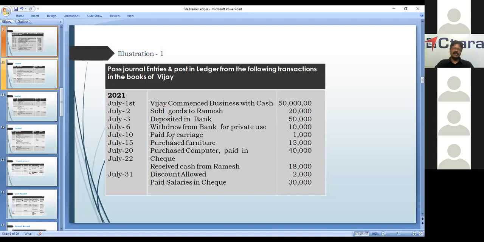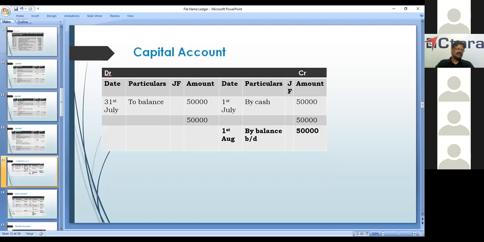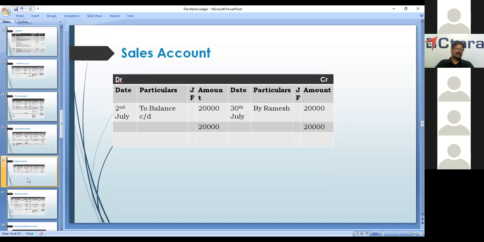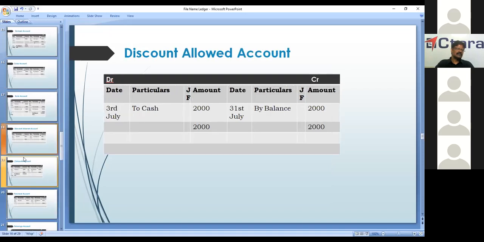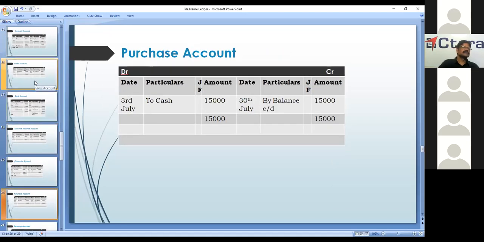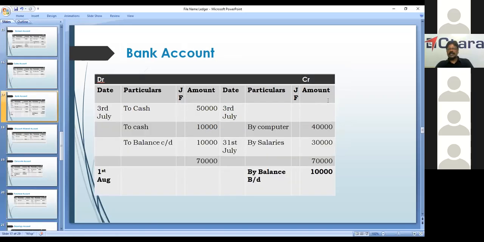Okay. Then next, deposited in the bank. So we have to open the bank account. Cash is going out, so bank account debit to cash. Bank is a debit item here. Deposited cash in the bank. So we'll go to the debit column and write 50,000. Deposited what? Cash. Okay. To cash, 50,000.